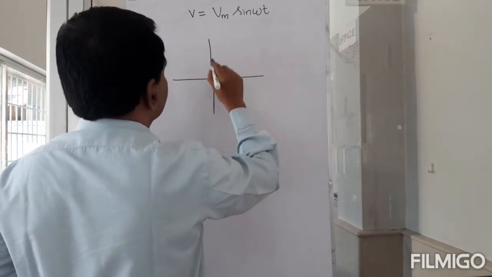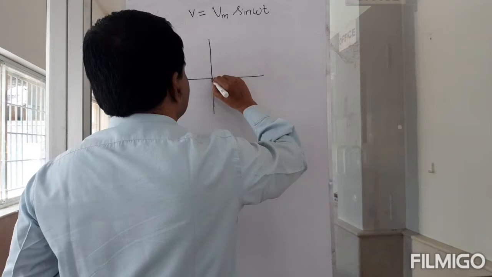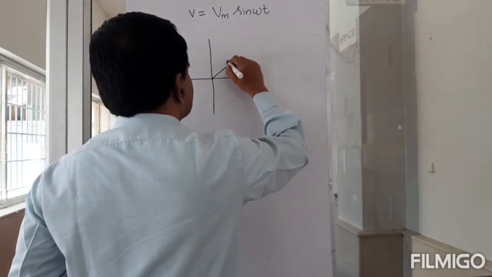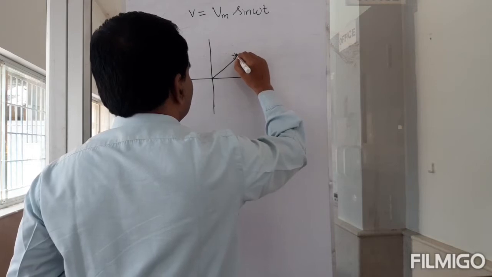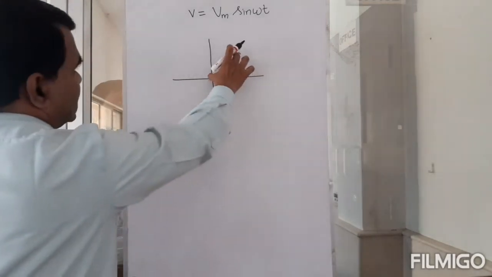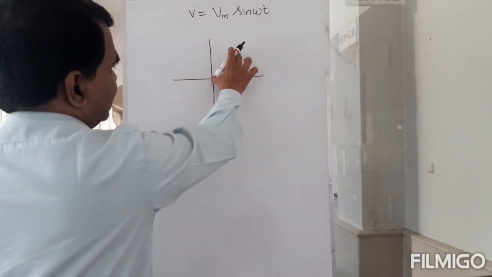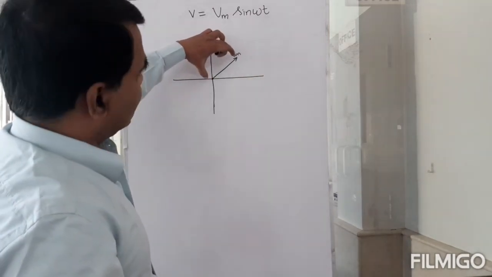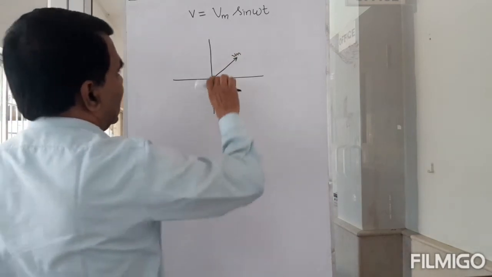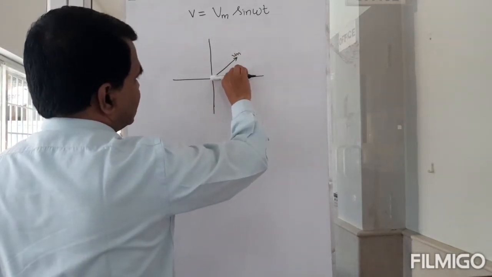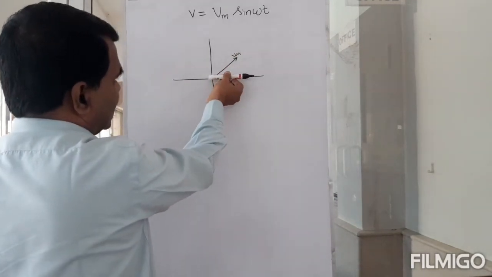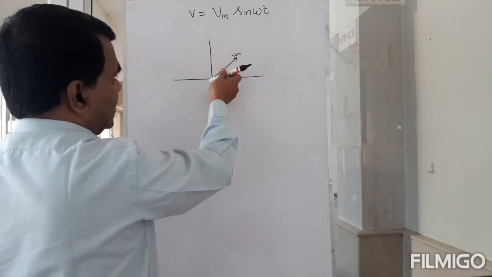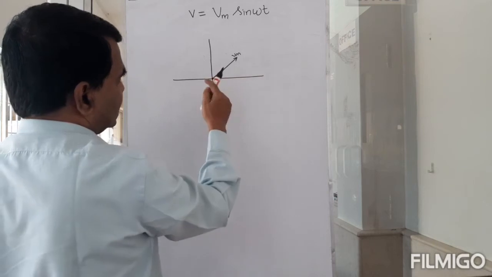I'm going to have this one. So this length is Vm. The length of this vector is Vm. Okay? And I start from here. This is a time t. And I'm going to rotate that vector in the anticlockwise direction about this axis. And this is my origin.